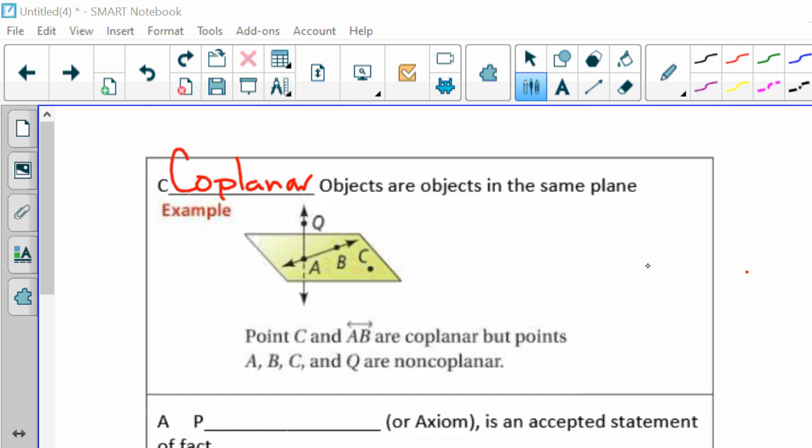But anyway, the next up is coplanar. Coplanar are objects that are of the same plane.